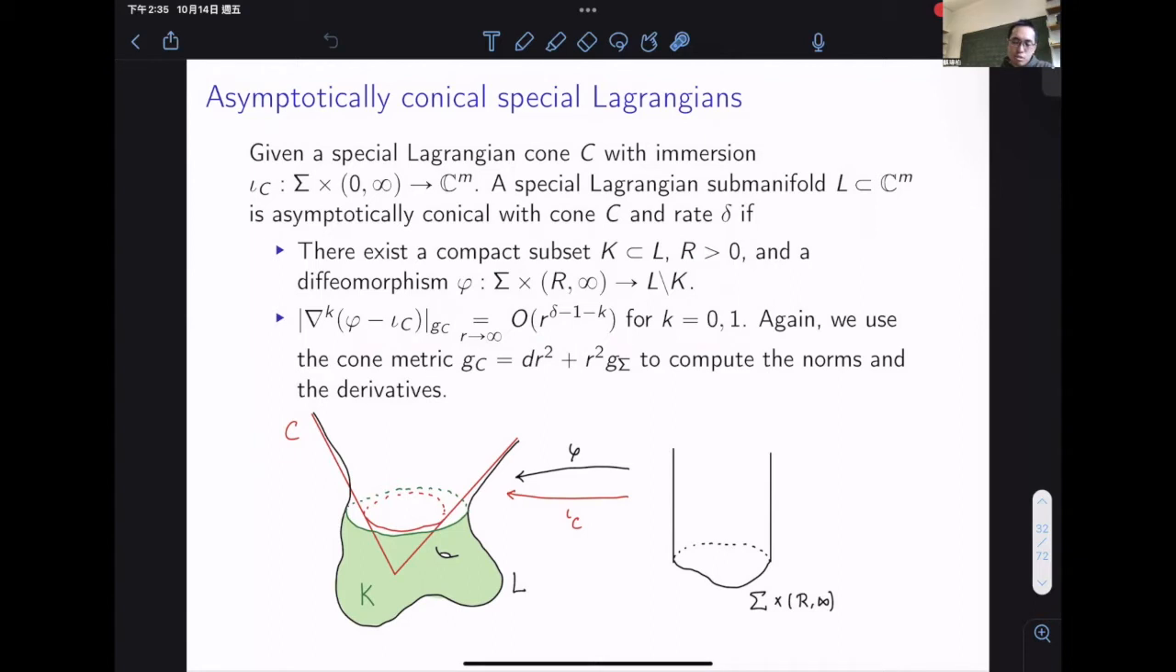Okay, so in this picture, you see that after subtracting a compact subset K, we can compare the images of this phi and the standard immersion of the cone, and these two graphs have this nice decay condition.